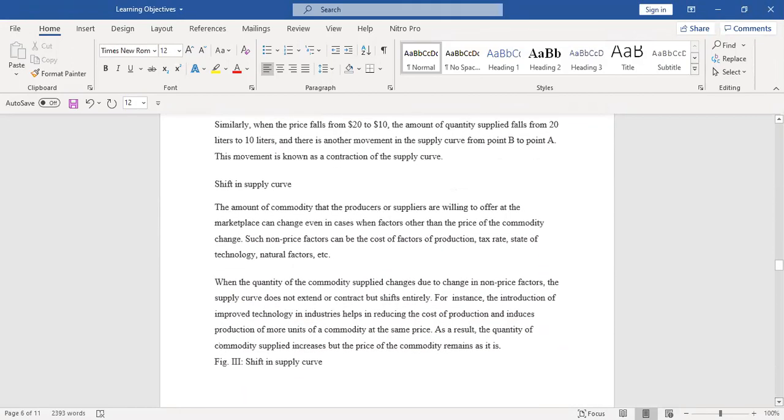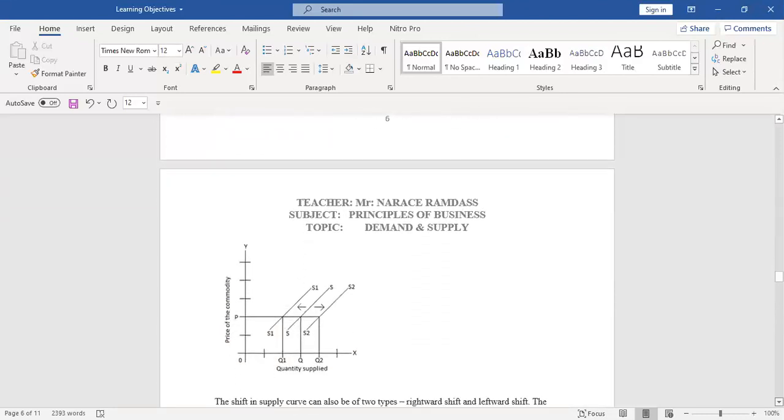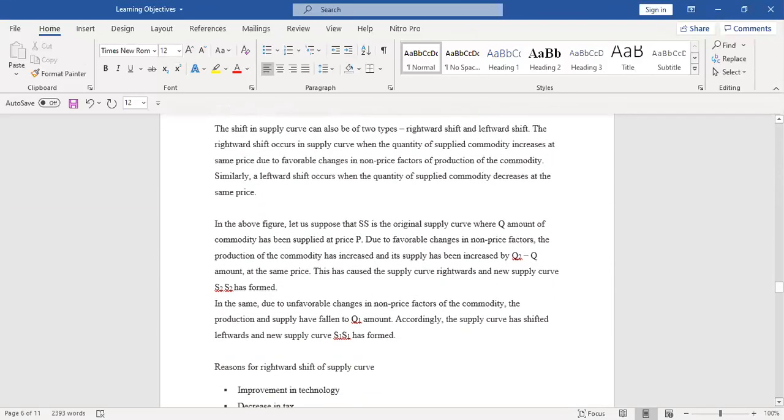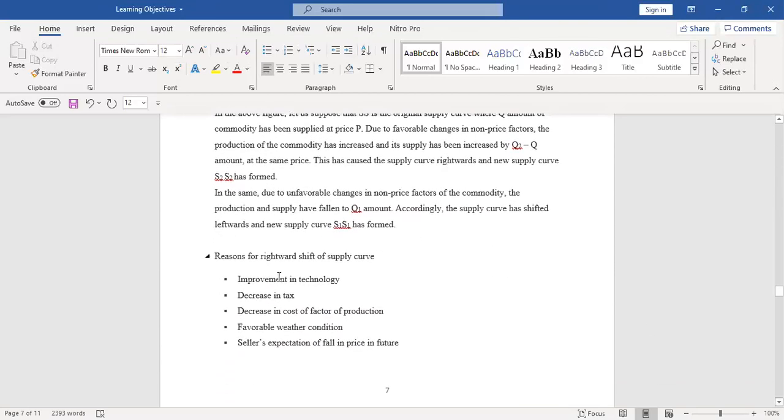We talked about shifts in the supply curve, and we looked at various factors, various non-price factors I should say, that will cause the supply curve to shift outward. We looked at factors causing an outward shift, and we looked at factors that will cause an inward shift. Right.